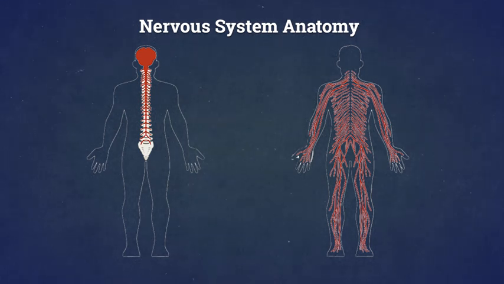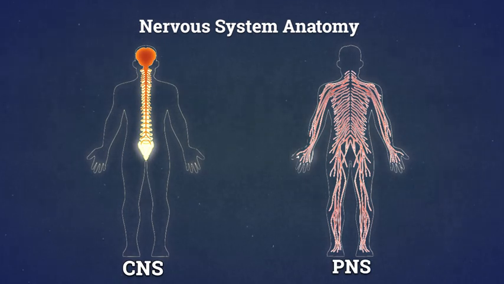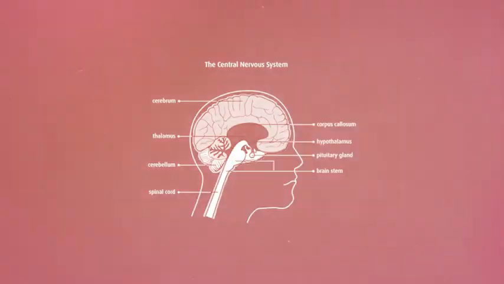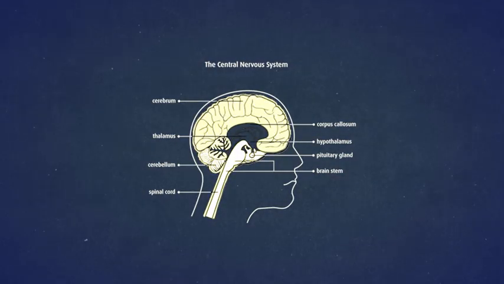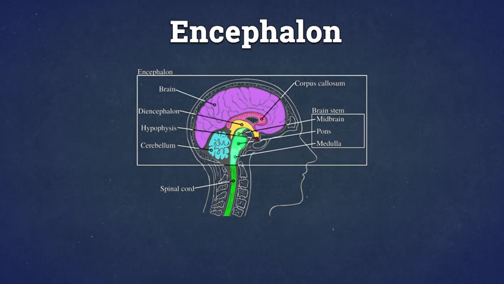The nervous system controls the entire body through nerve impulses. It consists of two parts, the central nervous system and the peripheral nervous system. The role of the central nervous system is to process information. It is composed of the brain, the cerebellum, the brainstem, which includes the midbrain, the pons, and the medulla oblongata, formerly known as the bulb, and the spinal cord. The cerebellum, brain, and brainstem form a unit called the encephalon.